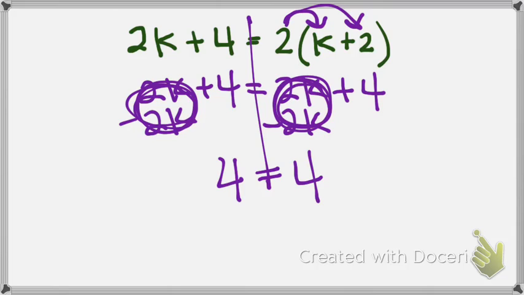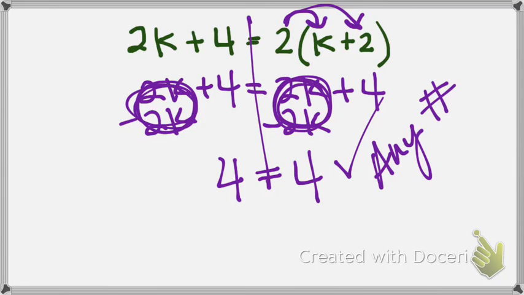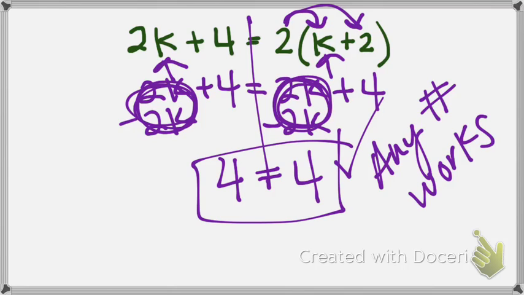Well, in this case, these are equal. And when they turn out to be equal and you don't have any more bombs left, that means that any number you plug in, any number works. Okay, so it doesn't matter what you pick for k. If you pick 100 and you plug it into both sides, it's going to equal. If I plug in 7 into both sides for k, it's going to equal. Any number you pick will work. That's what this means right here.